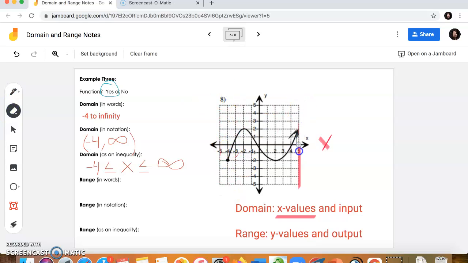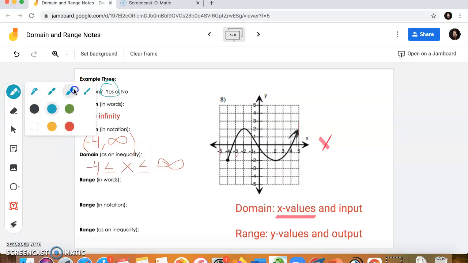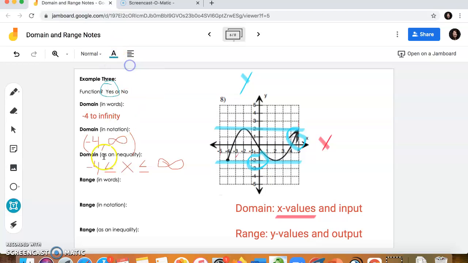For range, I will use blue. And for our range, we want to cross the y-axis. So the y-axis, we're going to cross right here and right here. And remember, there is an arrow here. So the lowest point this hits on the graph is at -2. And then it looks like it hits here at +2, but it's actually at infinity. So our range is going to be -2 to infinity.